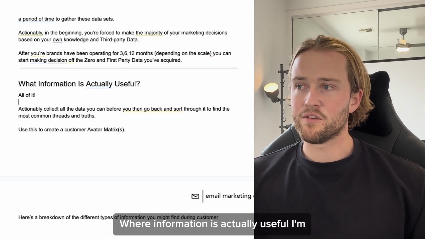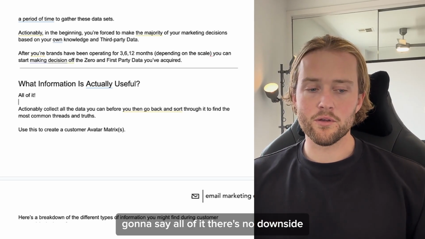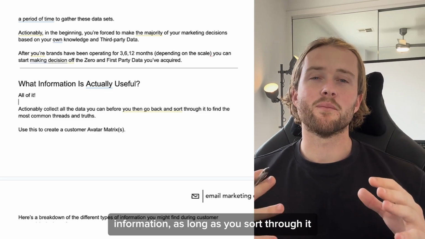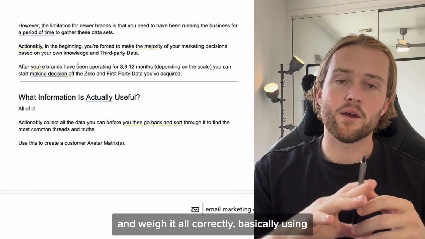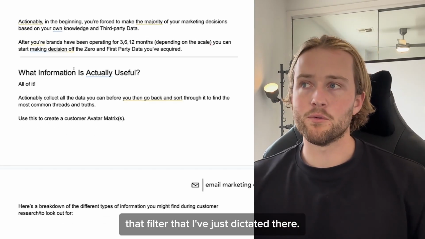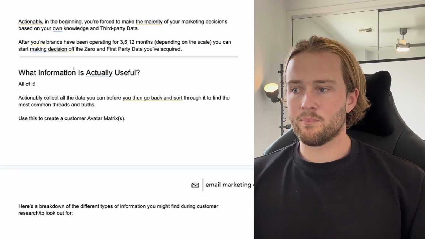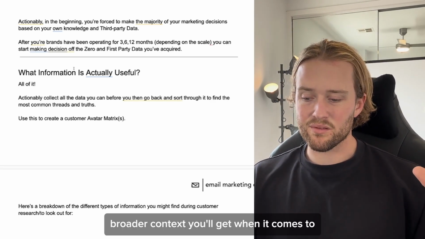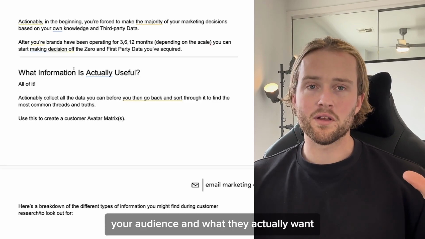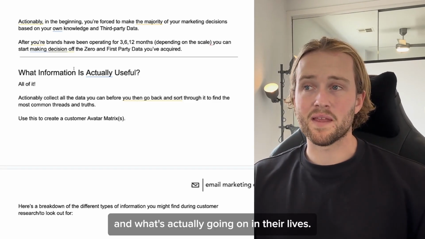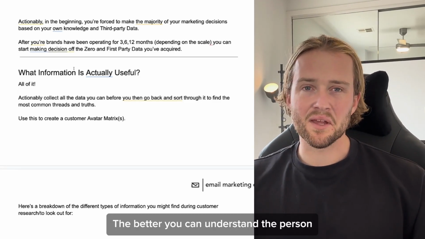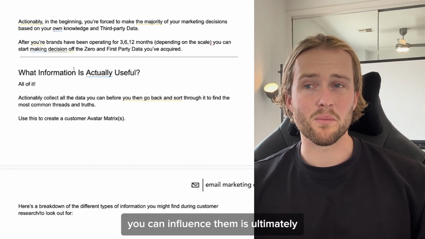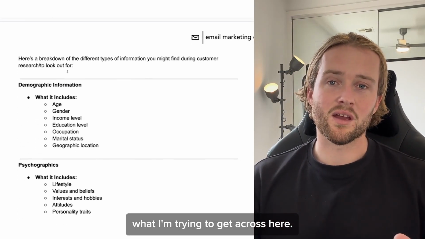What information is actually useful, I'm going to say all of it. There's no downside really when it comes to getting too much information, as long as you sort through and weigh it all correctly, basically using that filter that I've just dictated there. But the more information you have, the broader context you'll get when it comes to understanding your audience and what they actually want and what's actually going on in their lives. The better you can understand the person you're targeting, the better you can write marketing material for them, and the better you can influence them, is ultimately what I'm trying to get across here.